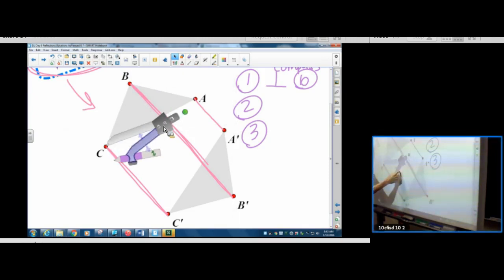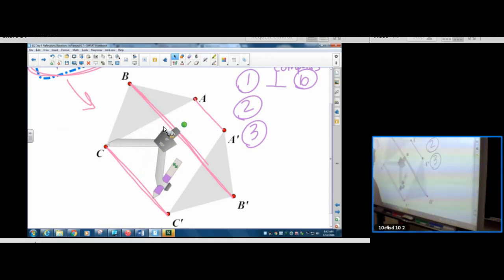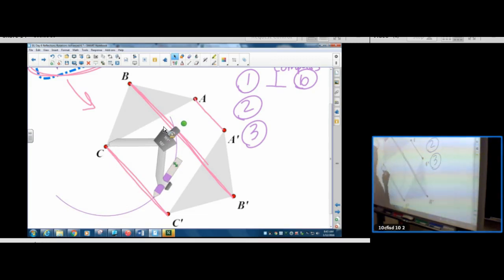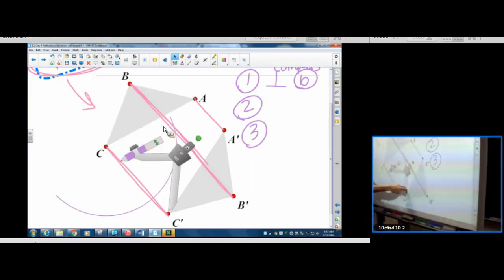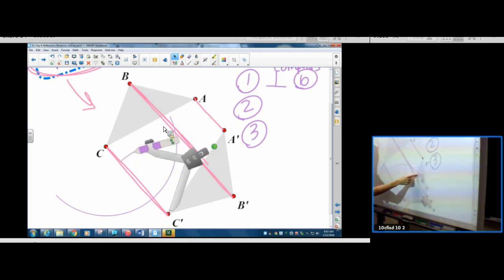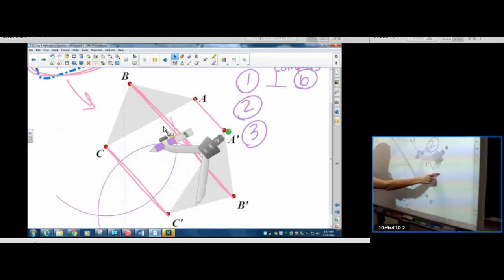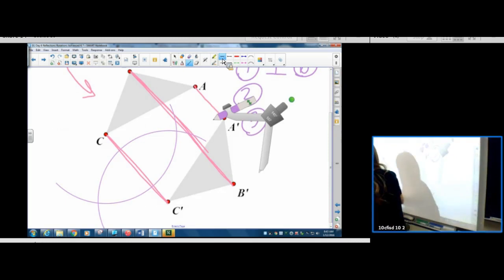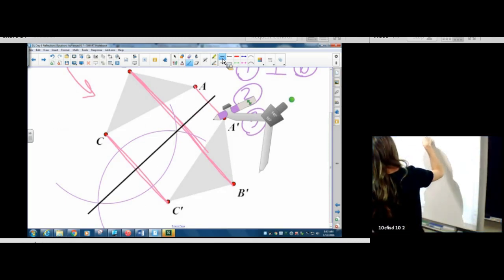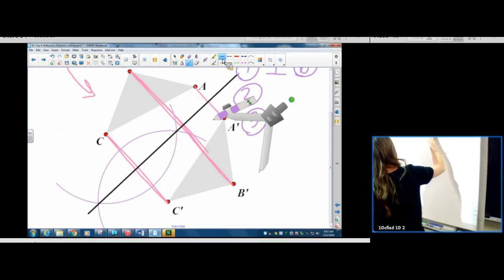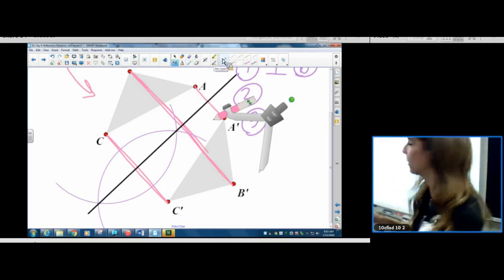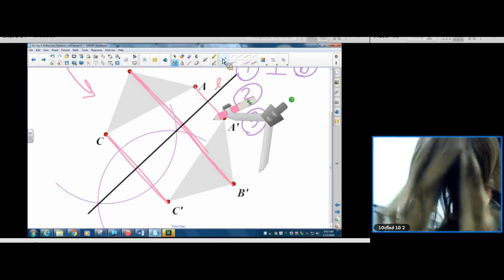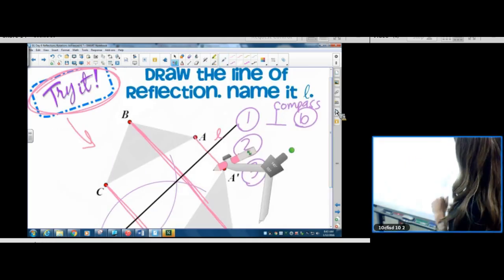You put the needle on one end point, and you open up more than halfway. You draw an arc. Then you keep your compass at the same setting. You put your needle on the other end point, and you make the arc facing the opposite direction. And then you take a straight edge, and you connect the intersections. And this segment right here would be, what did it say to call it, L or something? That segment would be the line of reflection. So that's way number 1: you can construct a perpendicular bisector with a compass.